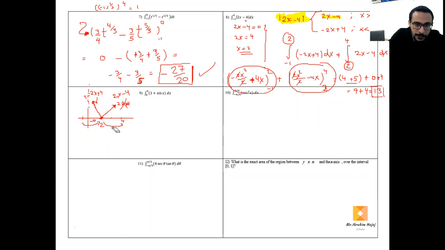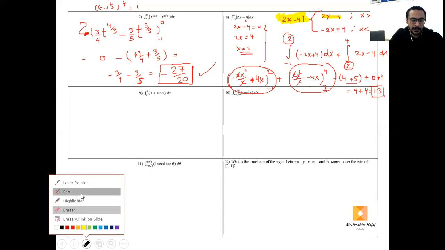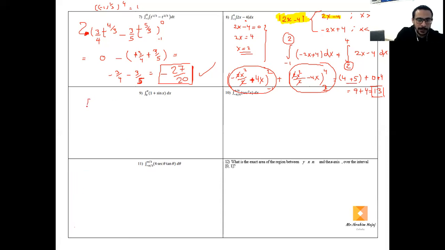Well, the next question, number 9. I'm sorry that the size of the font of the questions is so small. Is it clear, guys, or should I write it again? The integral from 0 to pi of 1 plus sine x dx.